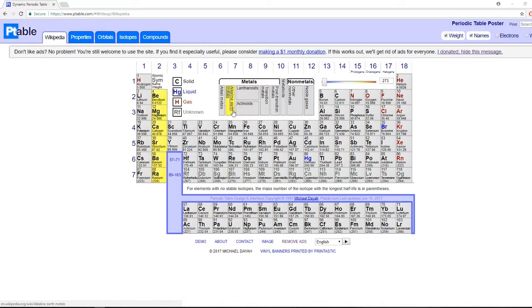In column 2, we have the alkaline earth metals. Don't get confused with alkali metals and alkaline earth metals. These guys are in group 2, or in column 2, and they have 2 valence electrons. And just like the alkali metals, they like to lose their valence electrons to become very happy elements. Now in the middle here, this giant group of elements from column 3 to column 12, they are the transition metals. And they vary on the amount of valence electrons that they have.